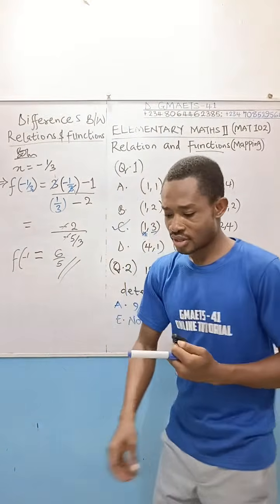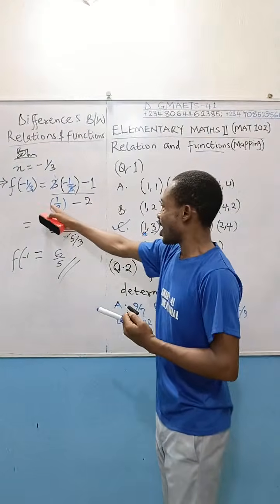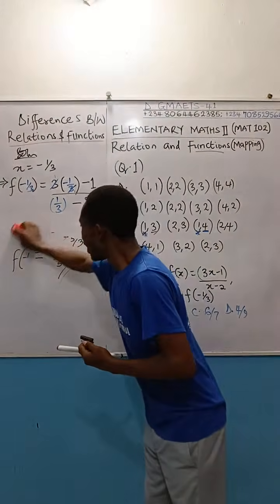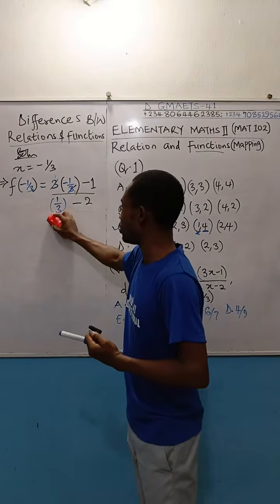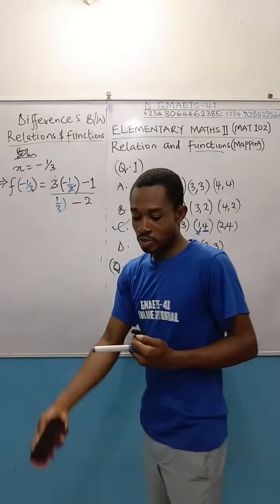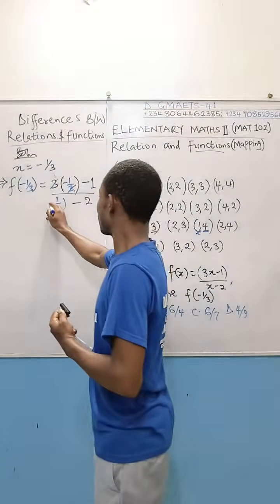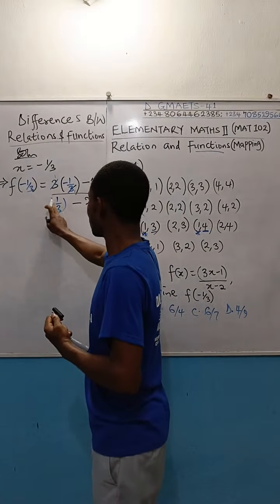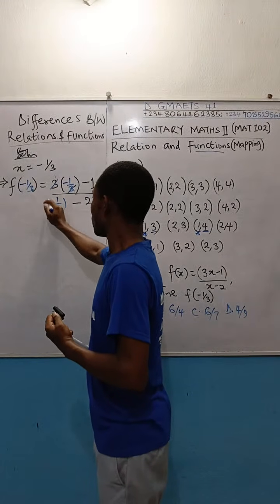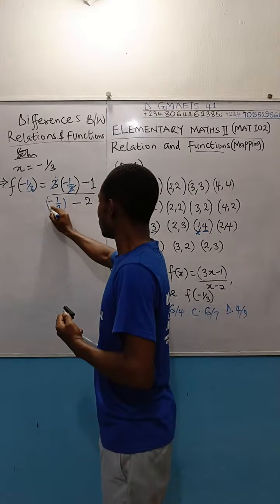I think there is a slight mistake here. Sorry about that. I didn't fix minus for that value of x. The value of x has a minus, please. So this is minus. Good.